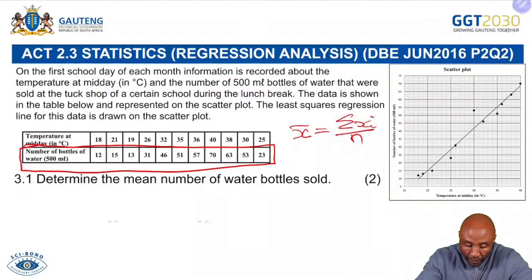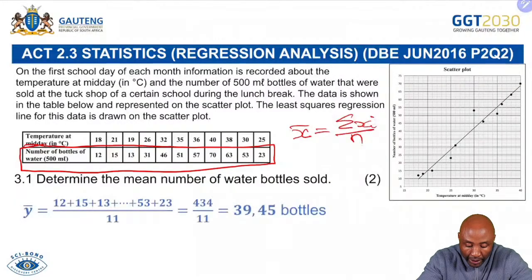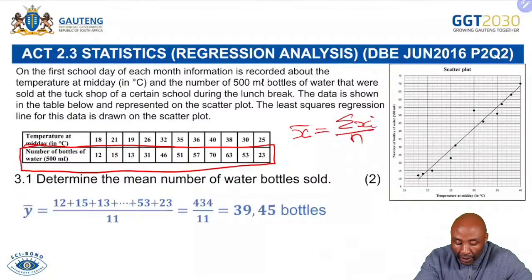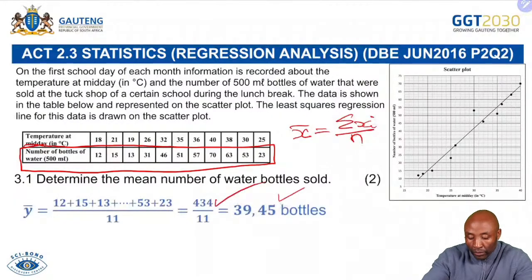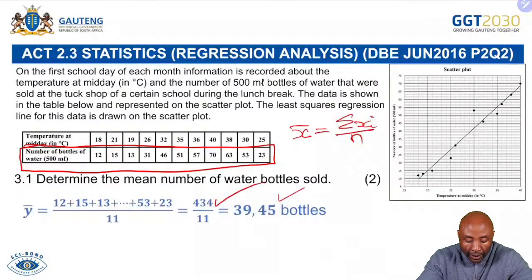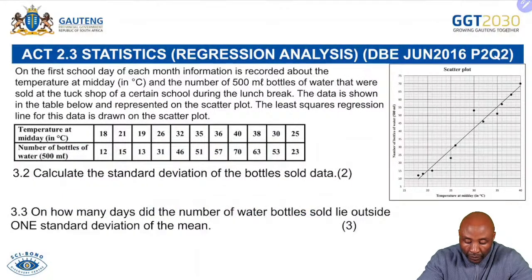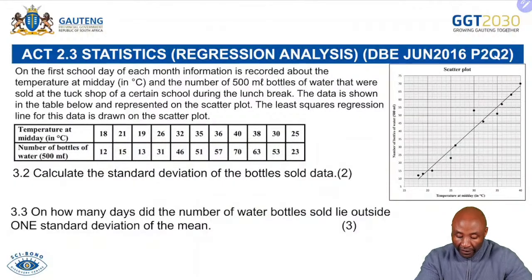And we are able to see, we are going to add 12, 15, 13, 31, 46, 51, 53, all of them. We add them together, we divide, we get 434 divided by 11, and we get our mean as 39.45 bottles. So that's our mean. 3.2 and 3.3, I will give you 5 minutes to answer those two questions.